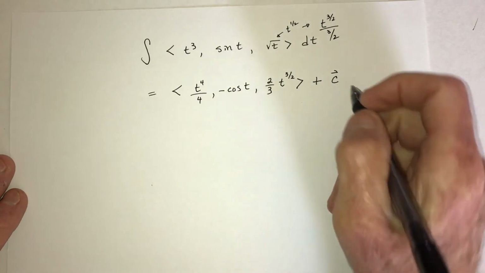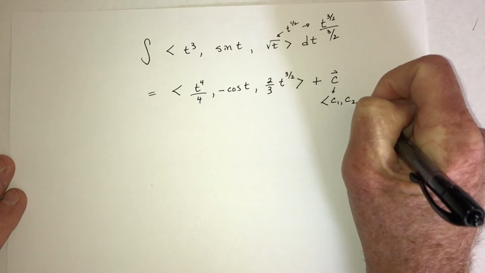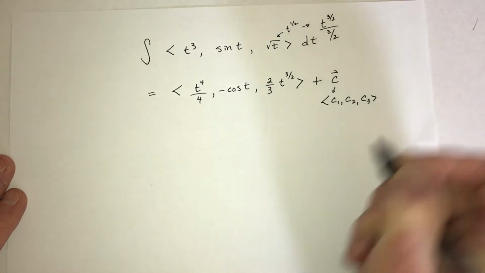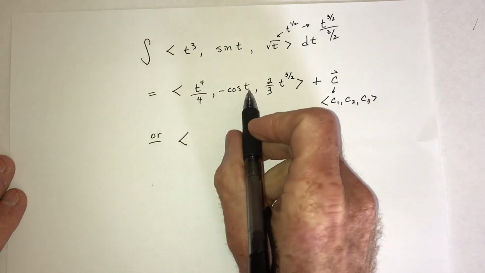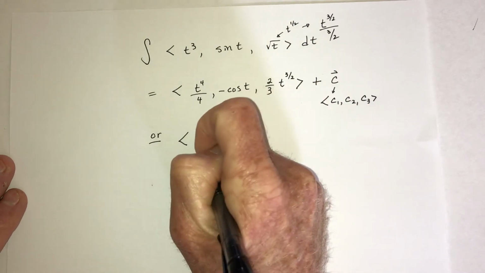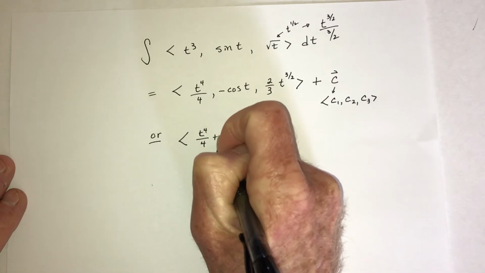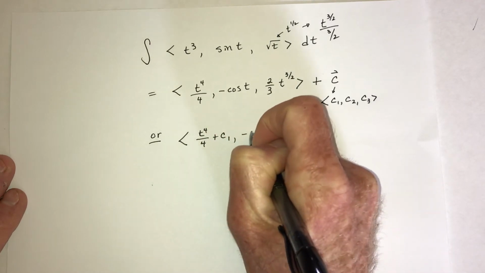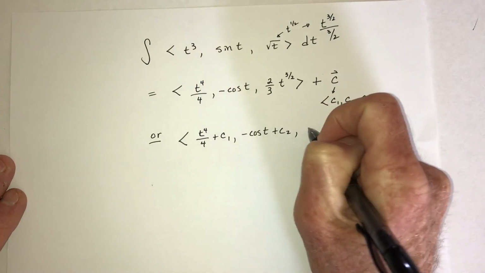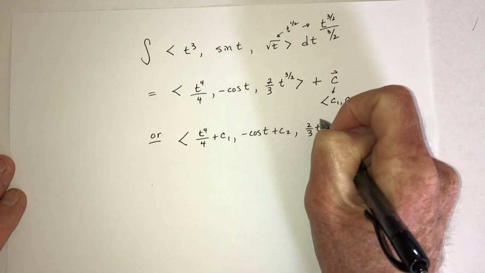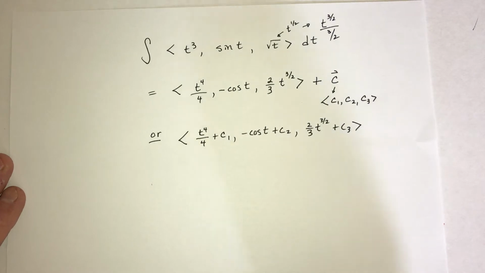And the constant would be a vector. So you can either have it this way, where the constant is the vector c1, comma, c2, comma, c3, or you could attach each of the constants to each of the components. So this one would be t to the 4 over 4 plus constant 1, negative cosine of t plus constant 2, and then 2/3 t to the 3/2 plus constant 3. And there's the antiderivative.